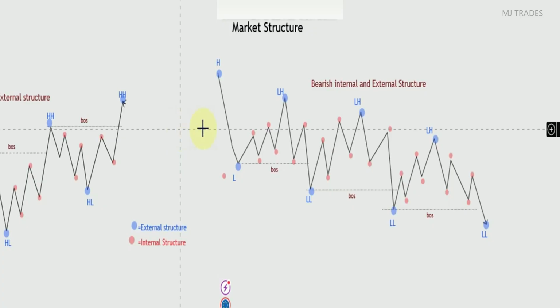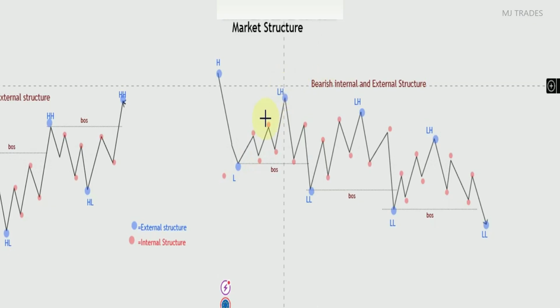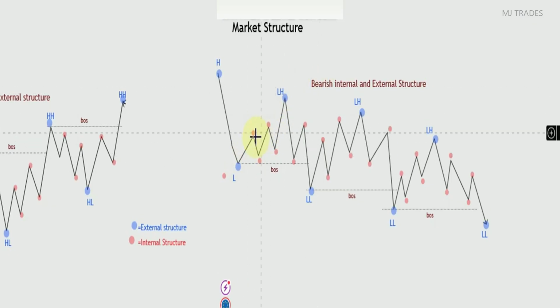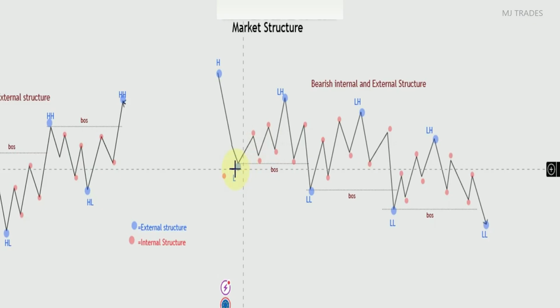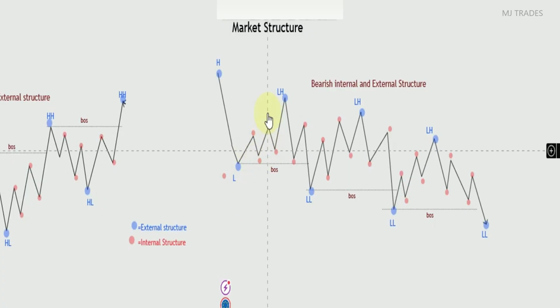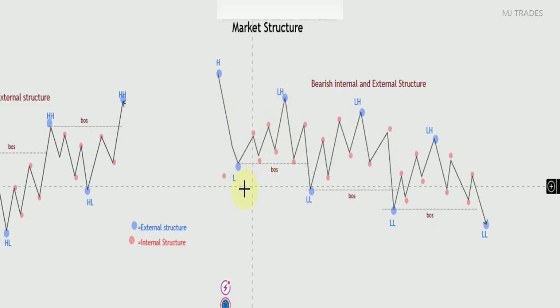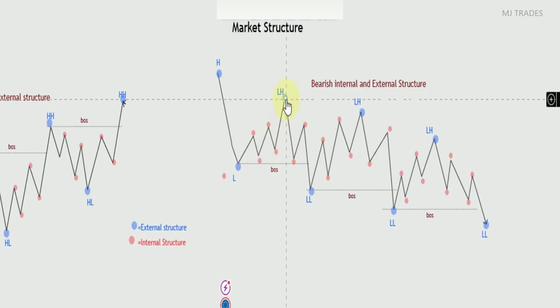Okay, now same thing applies to the bearish internal and external market structure. Okay, this high and this low are the external. So what happened in between, inside this high and low, is internal until another high is being created, until another break of structure happens. Since a break of structure has not happened yet, whatever happens from here to here is internal. So now we cannot call this the highest high. Why? Because there is another high above it and there is no break of structure yet.